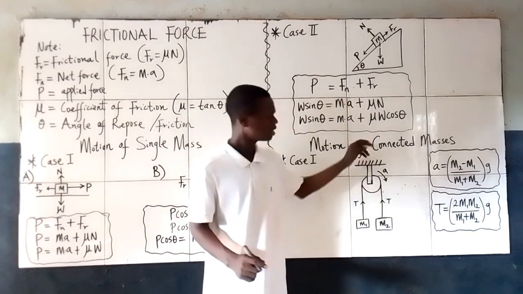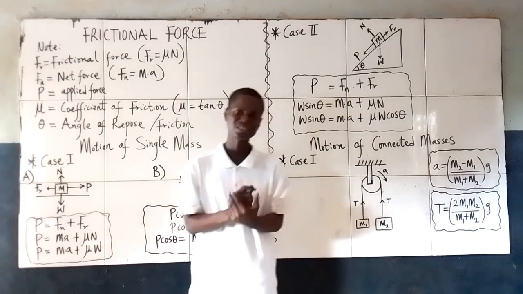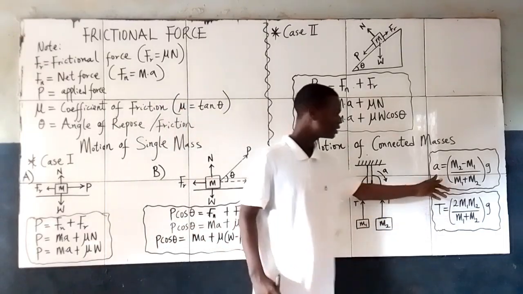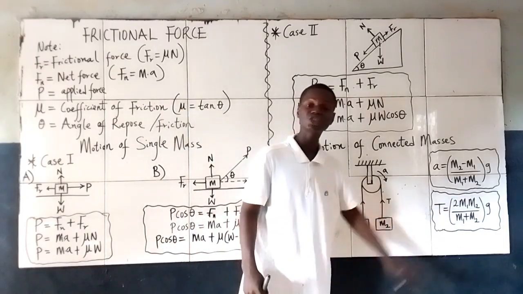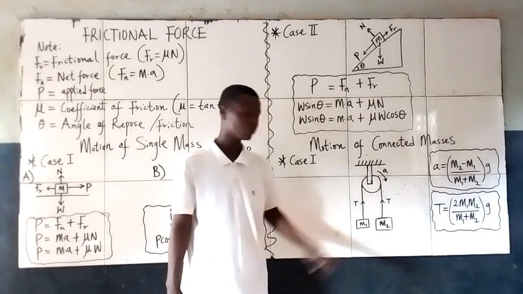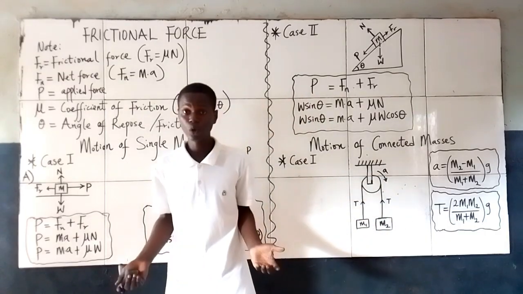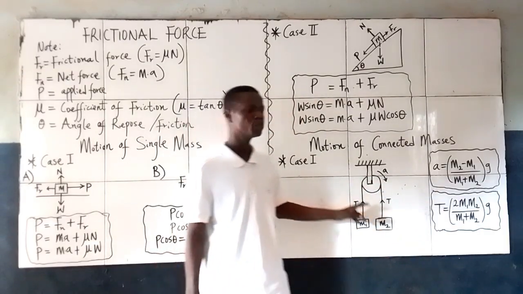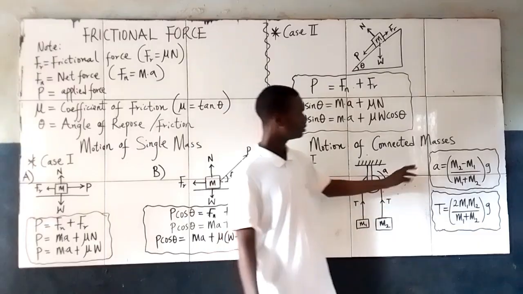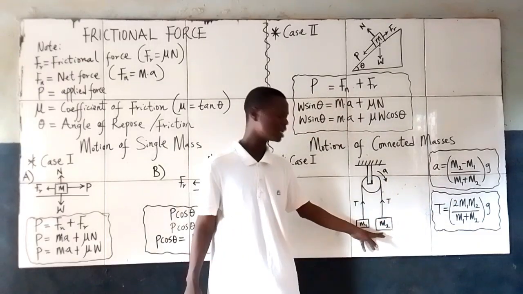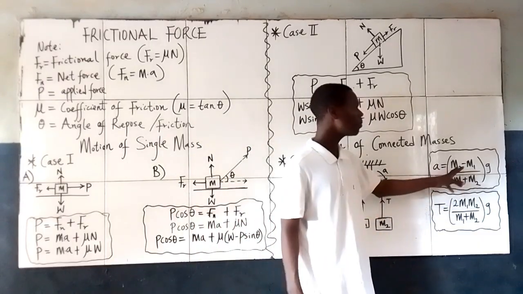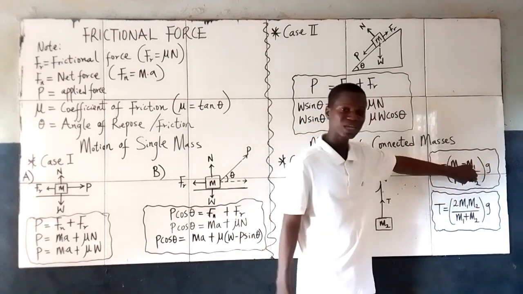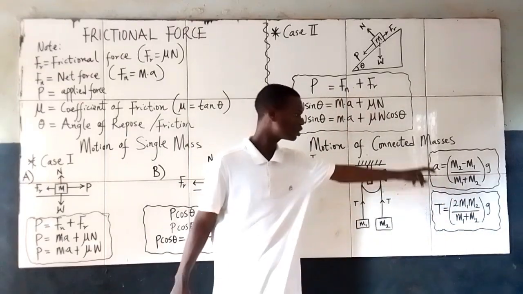Okay? Now this is what we have. Under connected masses, the two things you are most likely to be asked are to find the acceleration or the tension in the rope. That's why I give you the two formulas. For this case, where two bodies are connected over a pulley, to get the acceleration, because M2 is the bigger mass, it will be M2 minus M1 over M1 plus M2, the final of what you get here, times gravity. That will give you the acceleration.